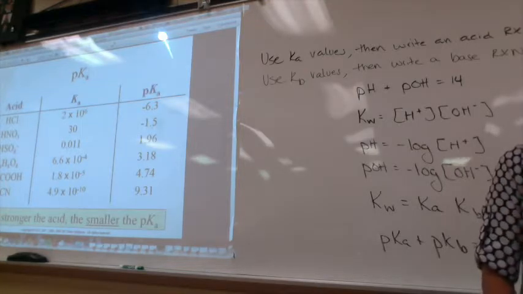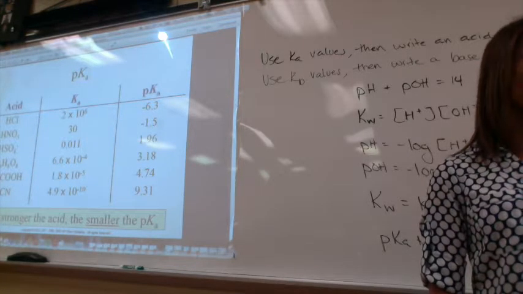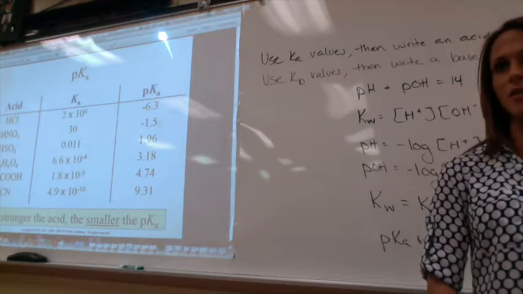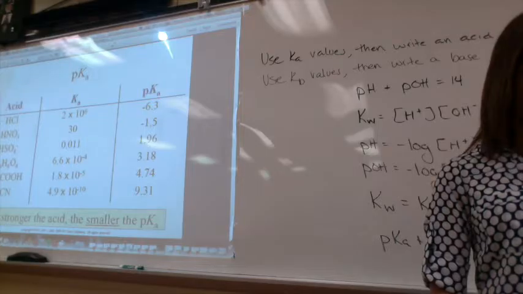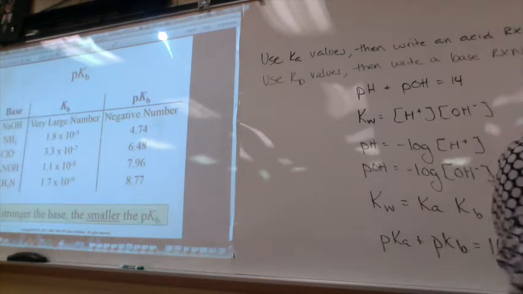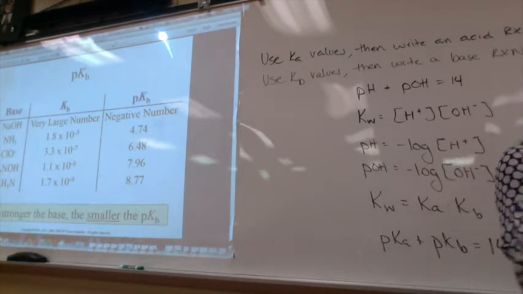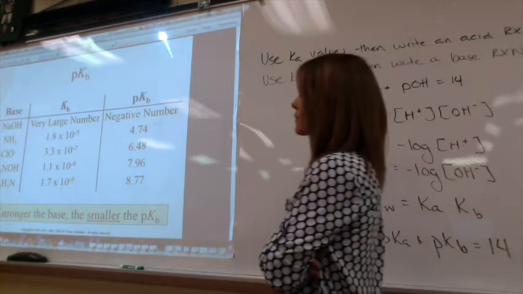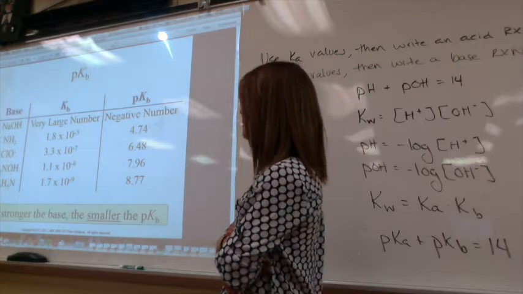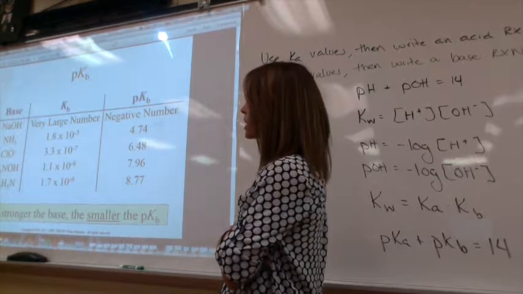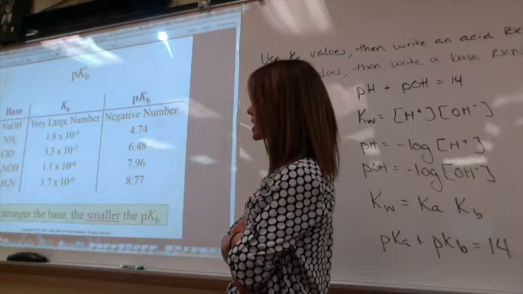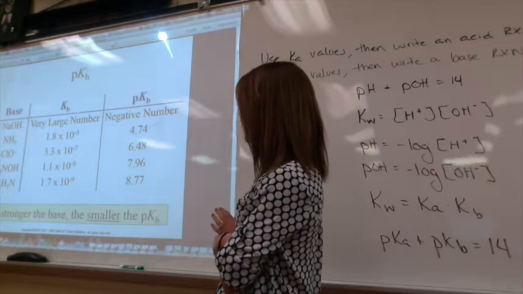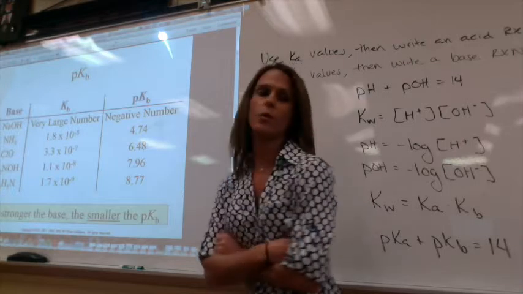That kind of stuff, maybe just memorize that, but you understand K is products over reactants. So if it's a big number, it has to mean it's product favored, which means it's a strong acid. All right, same thing with pKb. Sodium hydroxide has a very large number, which gives you a negative number. Then ammonia, a weak base, and then going down the list we have weaker bases, and the pKb value goes up, the weaker the base.